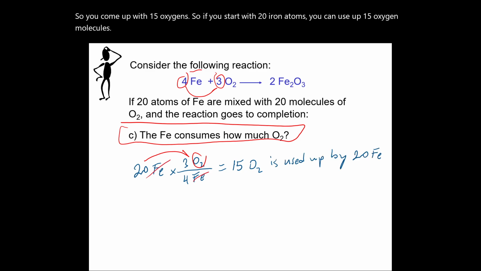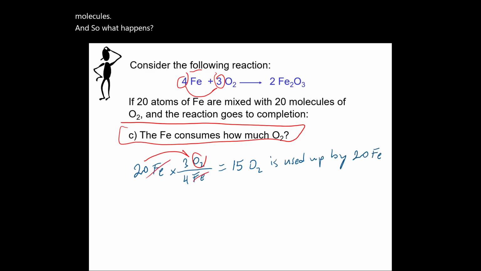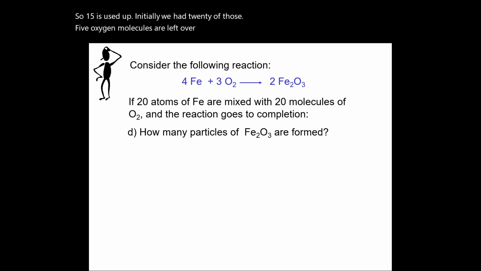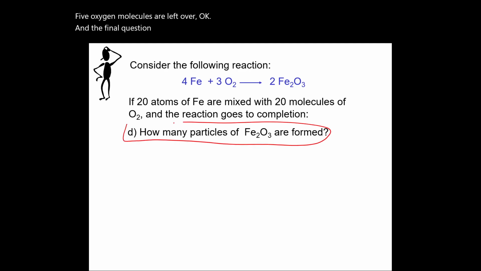And so what happens? So 15 are used up. Initially, we had 20 of those. Now 5 oxygen molecules are left over. Okay. And the final part of the question is, how many particles of iron trioxide are formed?